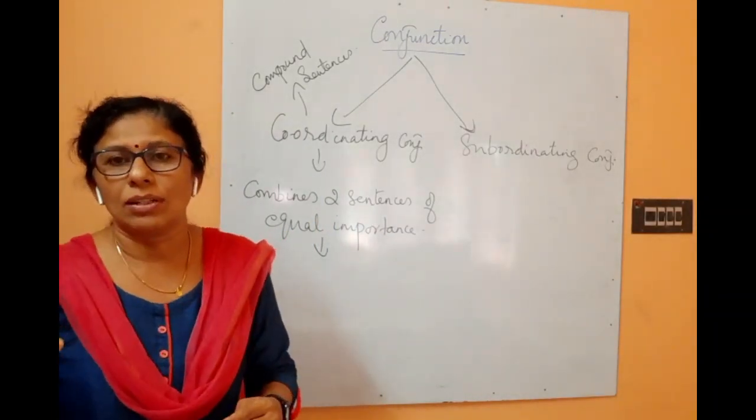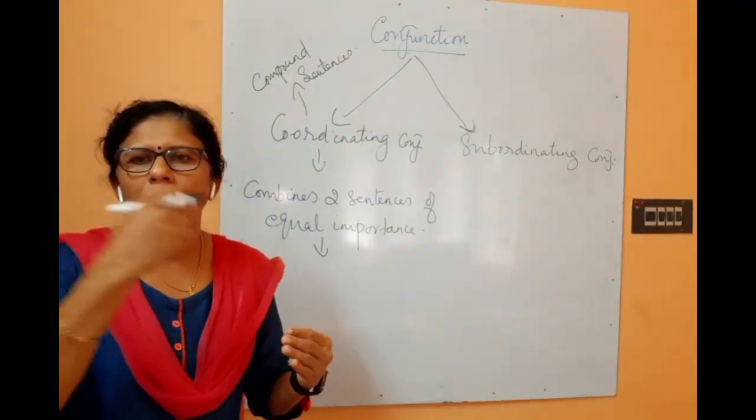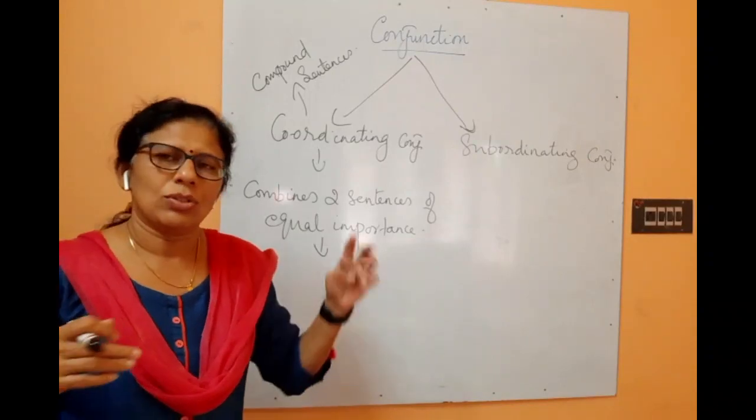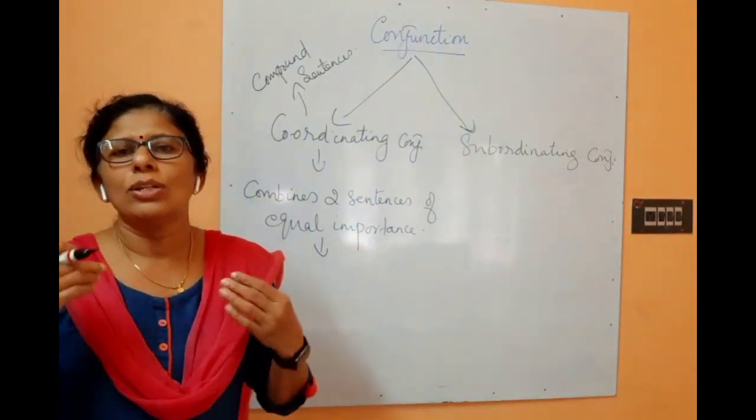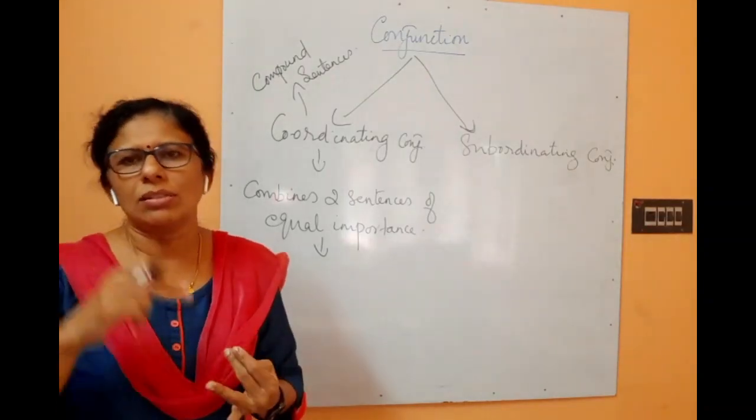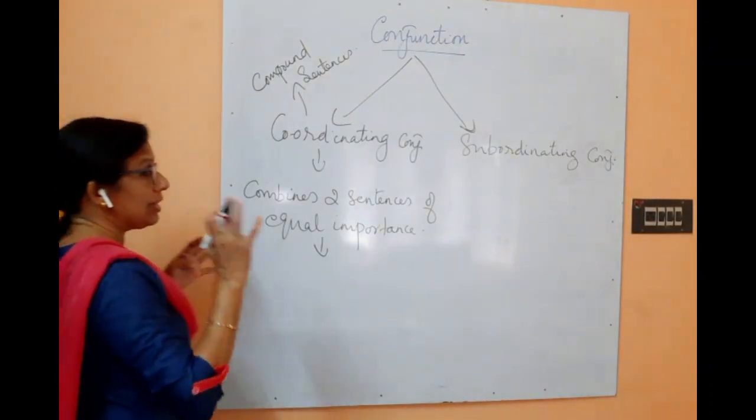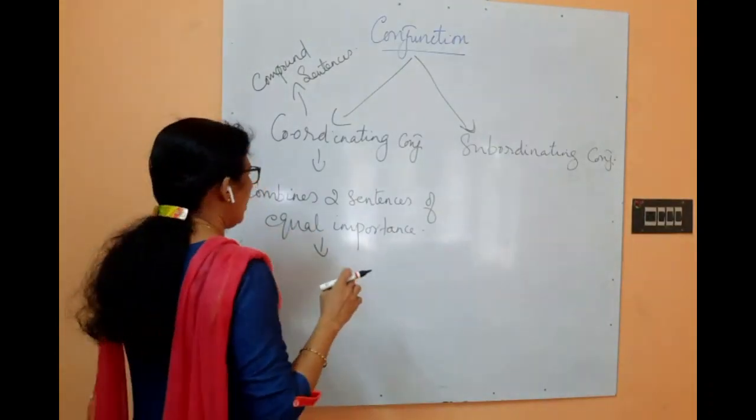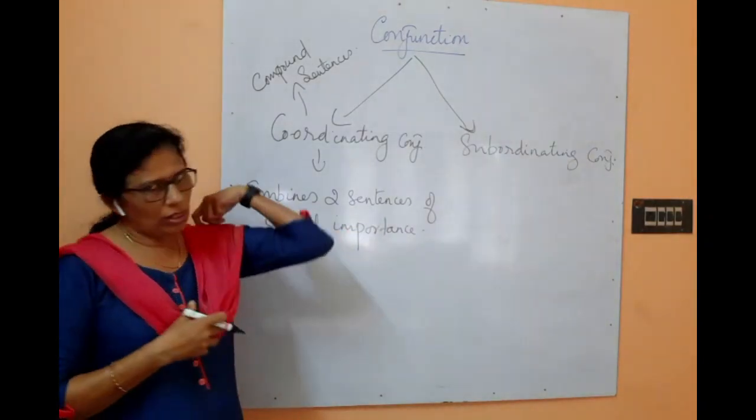Phrases, after that comes the clauses. Clauses and conjunctions are connected because we use conjunctions to combine the main clause with the subclause. These conjunctions are needed, and they are used to combine sentences to form either a complex sentence or a compound sentence. Understood? All these lessons and topics are interconnected. Coordinating conjunctions combine two sentences of equal importance.